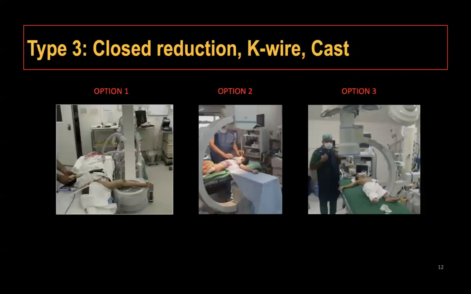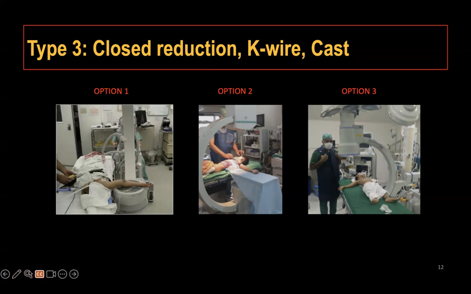Finally, coming to treatment of type 3 fractures, this is classically done by closed reduction, K-wire and cast. This is the gold standard for treatment of type 3 fractures and also for selected type 2 and type 1 fractures. So here, different types of OT setups can be used.